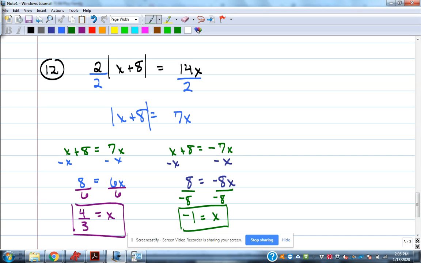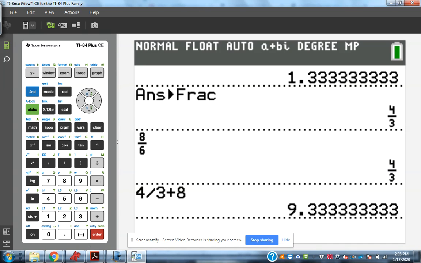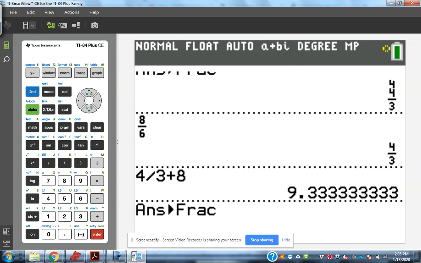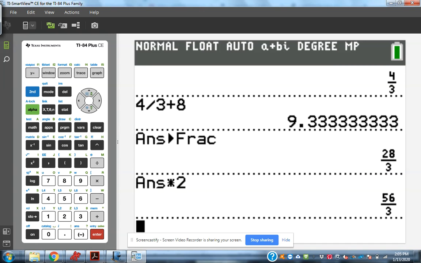So I plug in 4 over 3. We're checking to make sure this is right. 4 over 3 plus 8. I can do that with my calculator. 4 over 3 plus 8. Enter. And then math, enter, enter. And then the absolute value of that would just be 28 over 3 times 2, because that's what the left side of the original problem had.